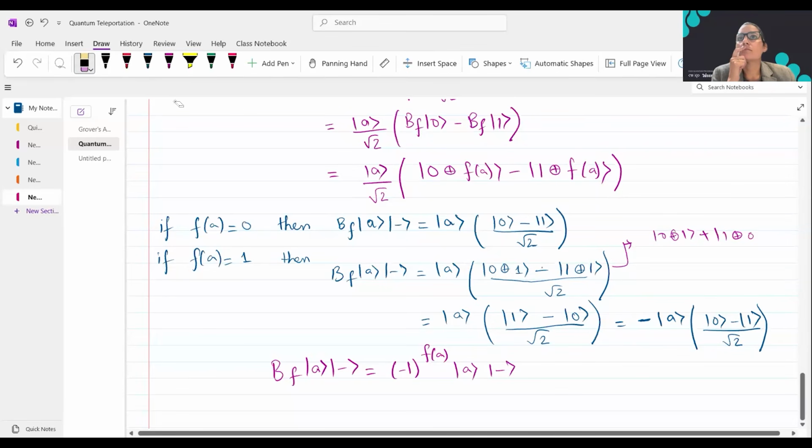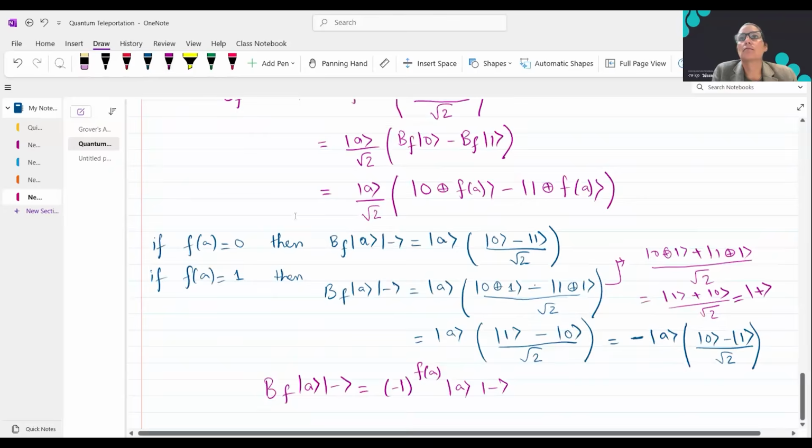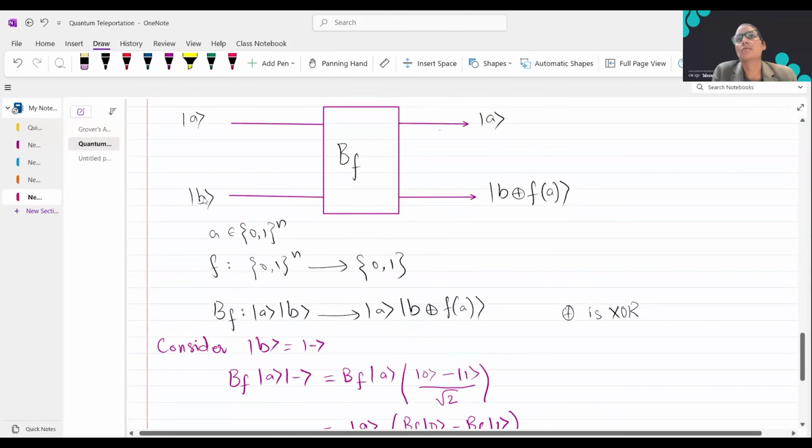Again 1. So what essentially happens is that you will get 1 plus 0 over square root 2, which is essentially just the plus state. It does not induce any phase on the entire quantum state. So the interesting thing happens when we choose this ancilla qubit to be equal to a minus state.